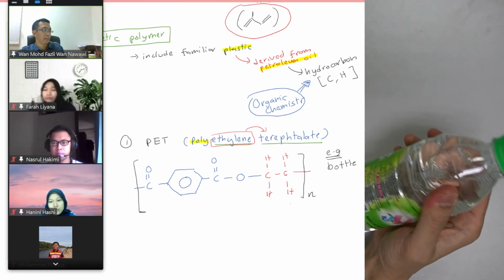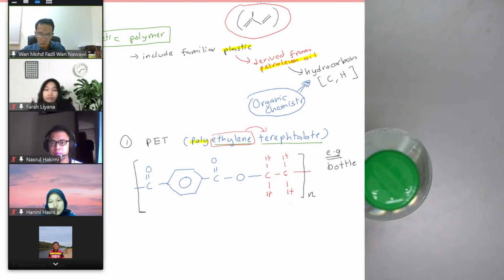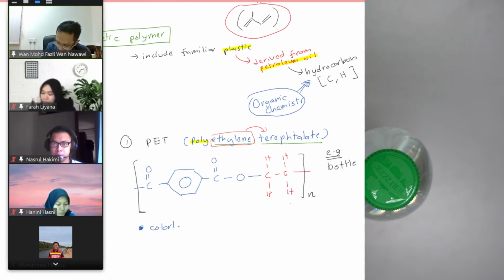Okay, so the advantage, the properties of this PET is that first, I can put here. So it's colorless. Normally it's colorless, and also highly flexible.